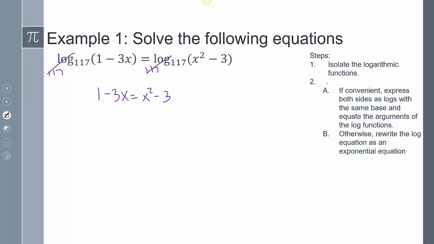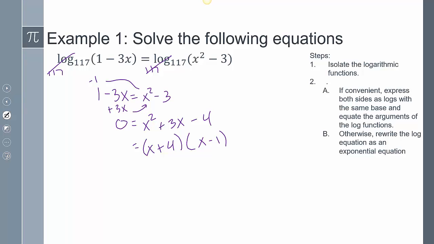Well, this is a quadratic equation. The way that we solve quadratic equations is by trying to factor or using the quadratic formula. So let's set it equal to 0. That means I'm going to add the 3x and subtract the 1. And so I get x squared plus 3x minus 4. This will actually factor into x plus 4 and x minus 1. And so x equals negative 4 and positive 1. These are solutions to the equation that has been expressed here.